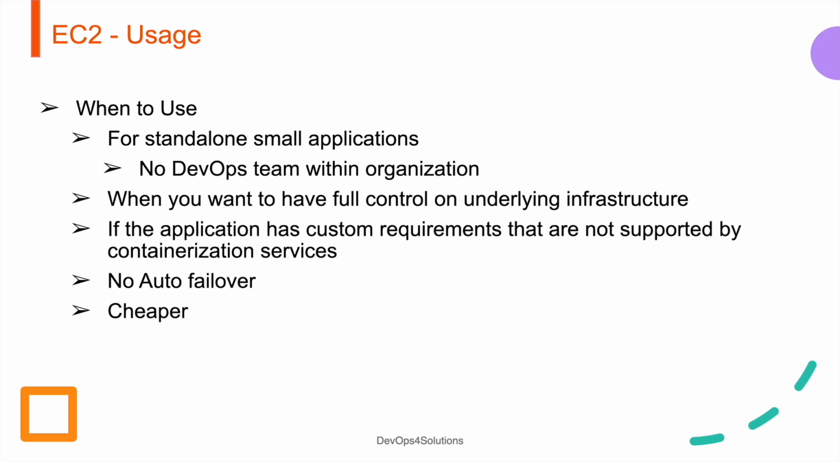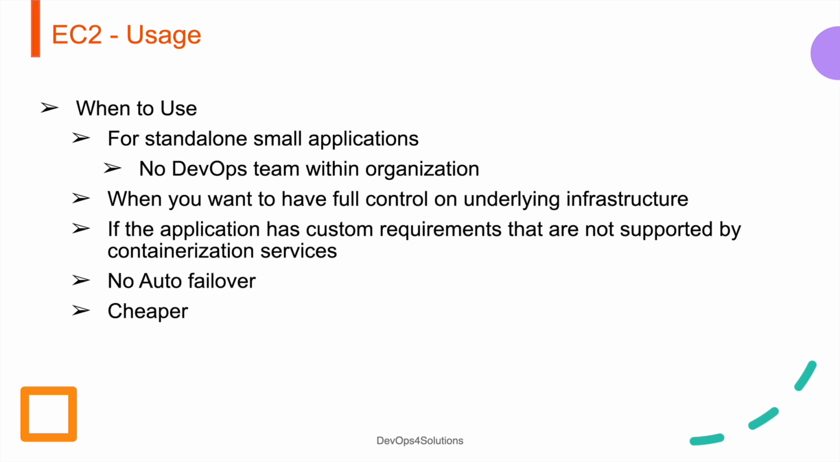If you need that control, the EC2 option is the best choice. And if your application has custom requirements that are not supported by containerization services, then you will go with EC2 instances. No auto failover, like you are not really looking for any auto failover. You are saying that yes, if something happens to my containers, I will go there and start or stop or do whatever is required. Because you have deployed the Docker containers directly, if anything happens like a container crash, it will not try to auto restart or auto stop the containers. The management of the containers is manual. If something happens, you have to fix it, and it is cheaper.